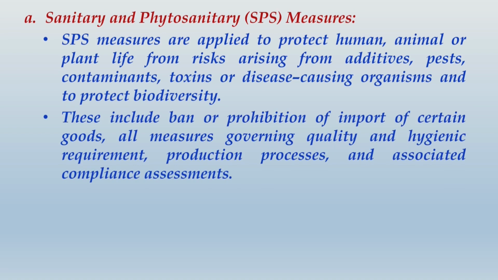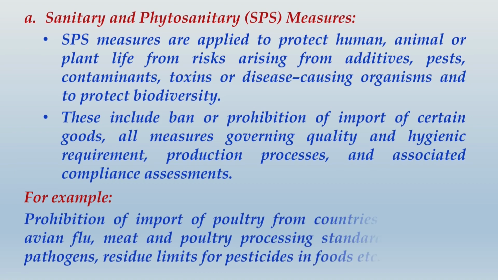These include ban or prohibition of import of certain goods, all measures governing quality and hygienic requirements, production processes and associated compliance assessments. For example, prohibition of import of poultry from countries affected by avian flu, meat and poultry processing standards to reduce pathogens, reduced limits for pesticides in foods, etc. So please write this much and then I take you ahead.